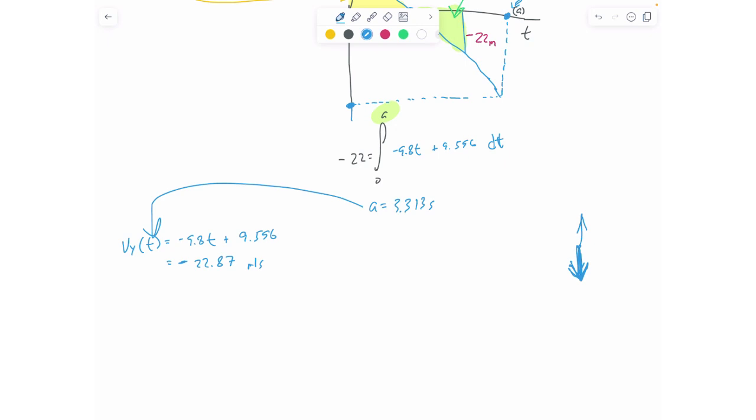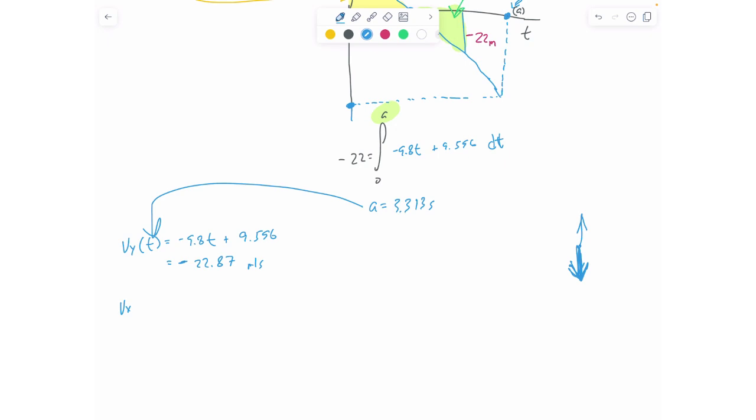Now, I only have one component of the velocity vector. If I want to find its overall speed, I need to take the vertical component and the horizontal component and put those together to get the overall speed. And I know the horizontal one, that's velocity in x.